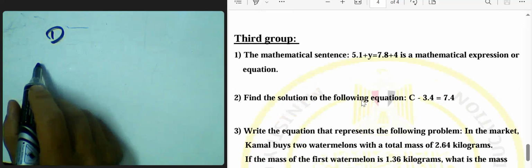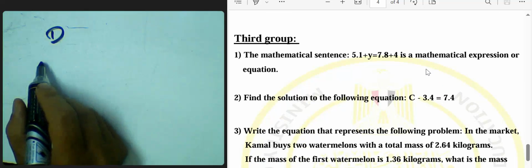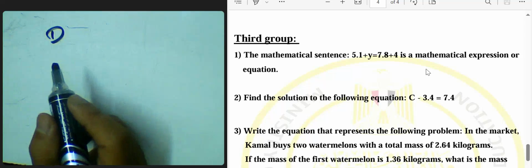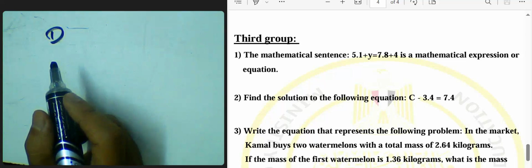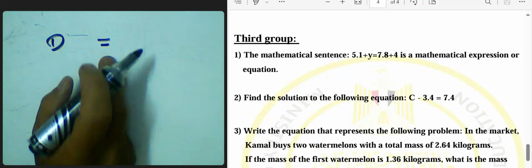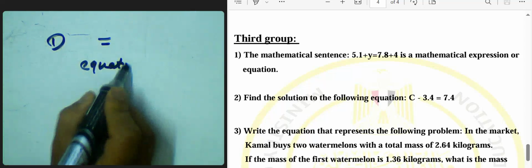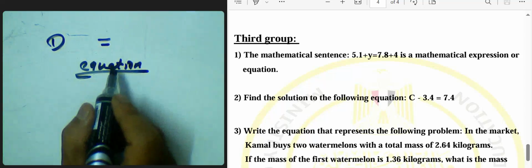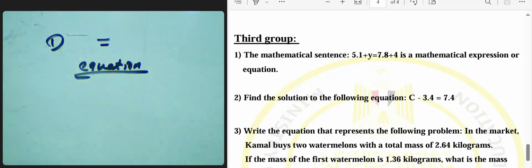Next question, third group. Number 1. The mathematical sentence 5.1 plus y equals 7.8 plus 4 is a mathematical expression or equation. Of course, children, this is an equation because it has the equal to sign. Whenever an expression has equal to, we call it an equation. We call it what? Equation, because the equation has equality between two expressions.